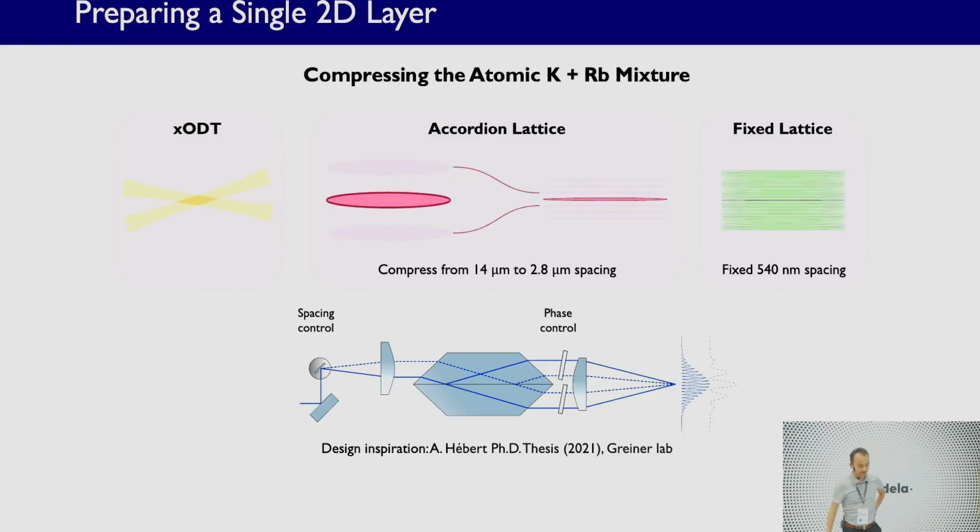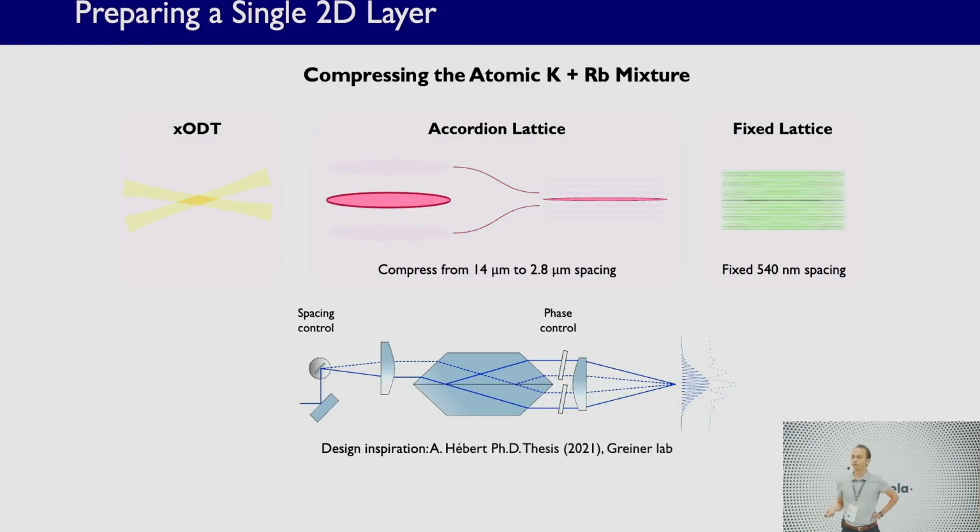So how do we create this accordion lattice? Well, we took some inspiration from the Greiner lab. We have this dovetail prism over here and a rotatable mirror. Depending on the angle at which we hit this lens, the interference pattern at the end will give either a large spacing or a small spacing. So this is the way we compress.